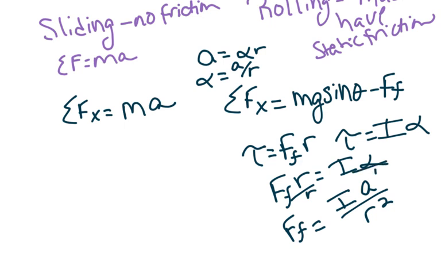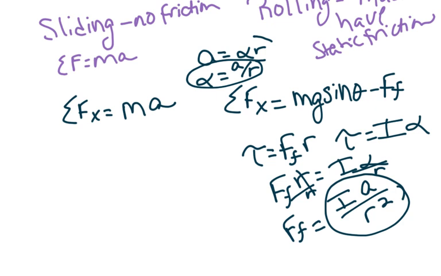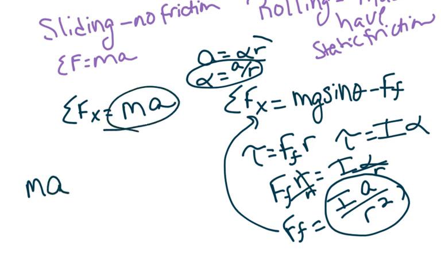Because I can divide both sides up here by r to get that radius on the other side. And then substituting in my equation for the angular acceleration using linear acceleration. Okay, so now I'm going to take my expression that I now have for the friction, and I'm going to come back up to this expression. So now I'm going to tie these two together.